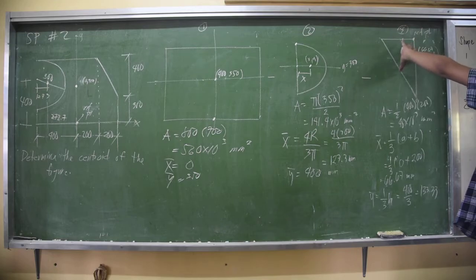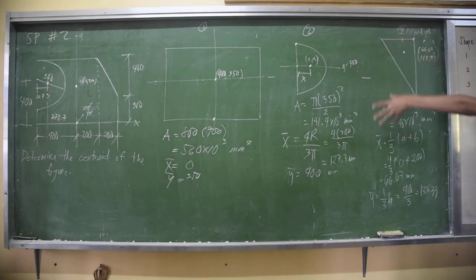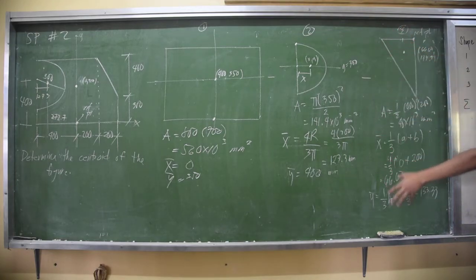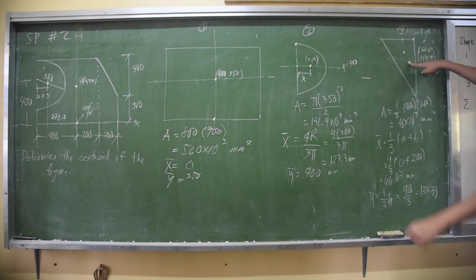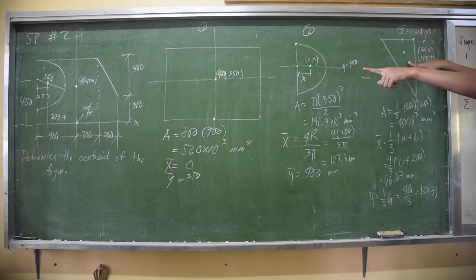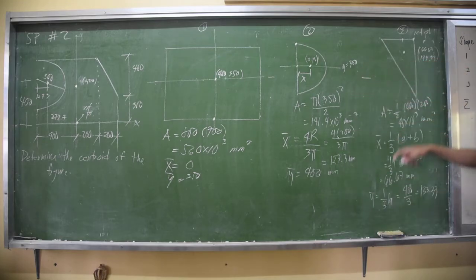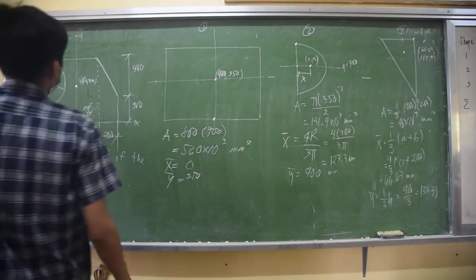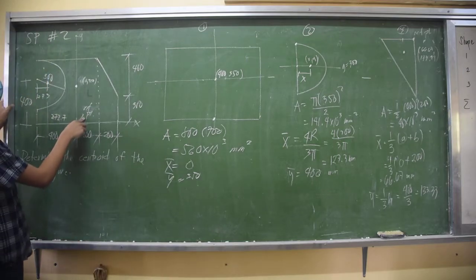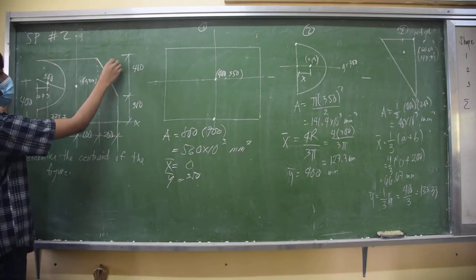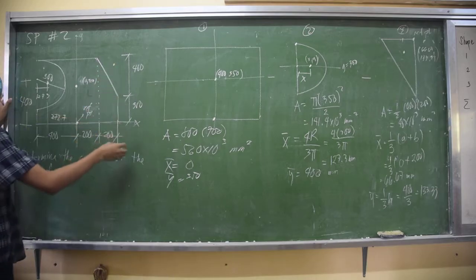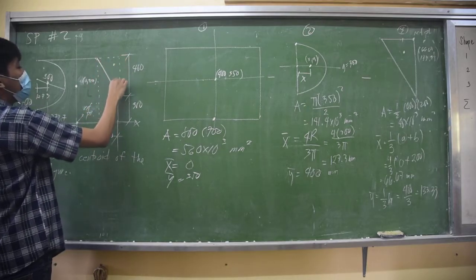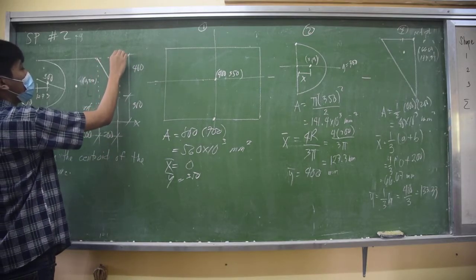Pwede nyo pa rin i-rotate itong triangle natin tapos i-solve nyo ulit para makuha nyo yung positive value. Yan. So, ito, kukunin natin, i-plot natin doon sa original figure natin para makuha natin yung mga distances from yung reference point ng buong figure natin. So, example, kung kukunin natin yung reference point ng triangle, which is at O.